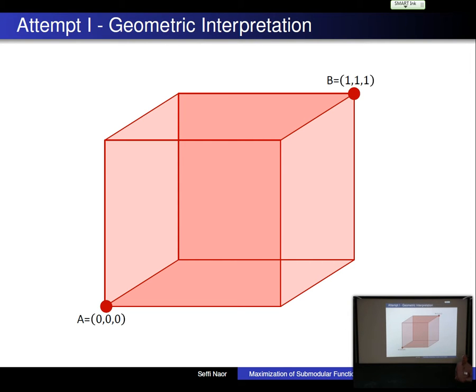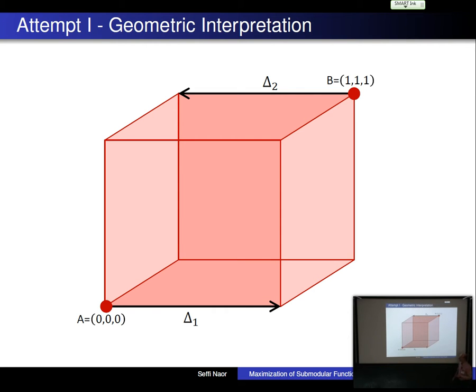Now, the idea is I want to go through the coordinates, through the elements, one by one, and decide for each coordinate whether I'm taking the one from A or the one from B. At the end of this pass, when I finish going over all coordinates, A and B are going to converge to the same solution, and this is going to be my output. So let's look at the first coordinate.